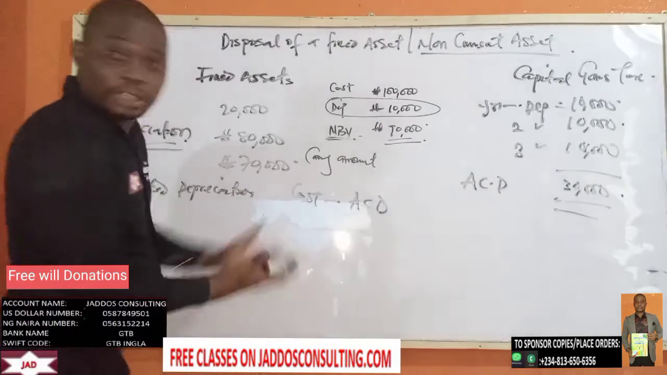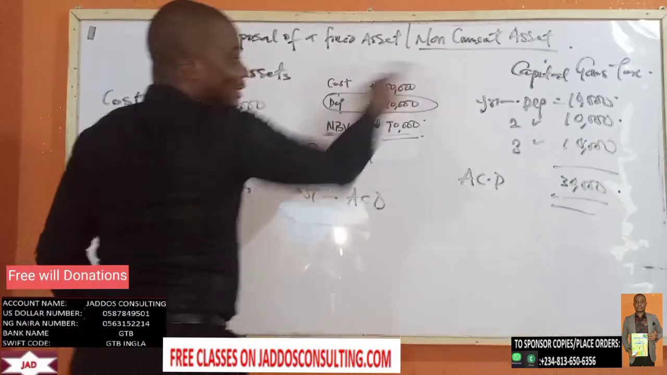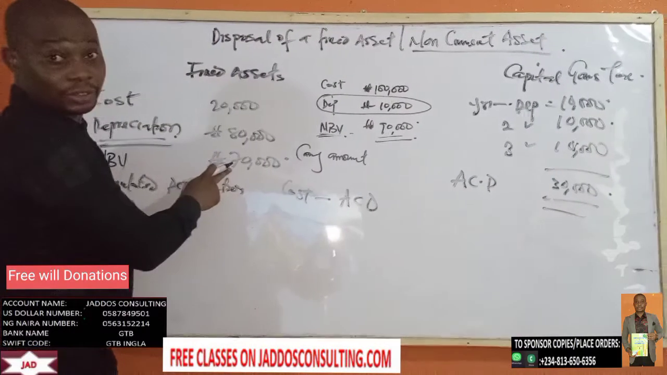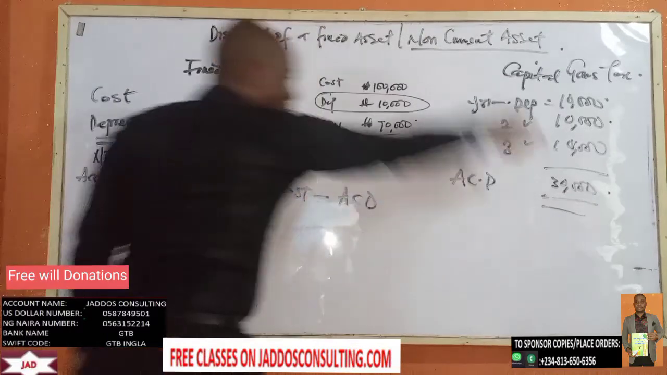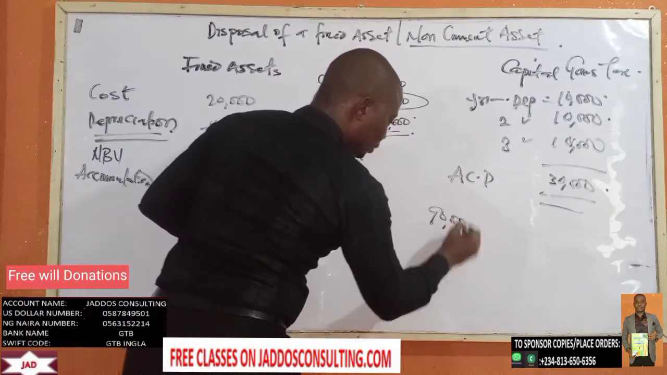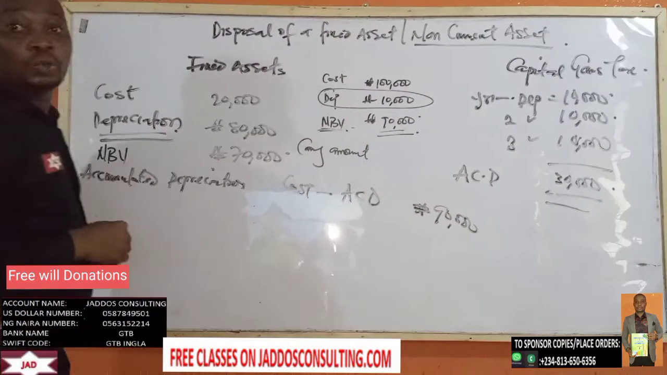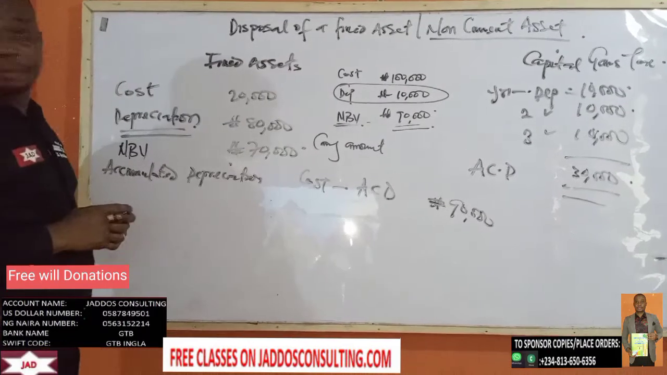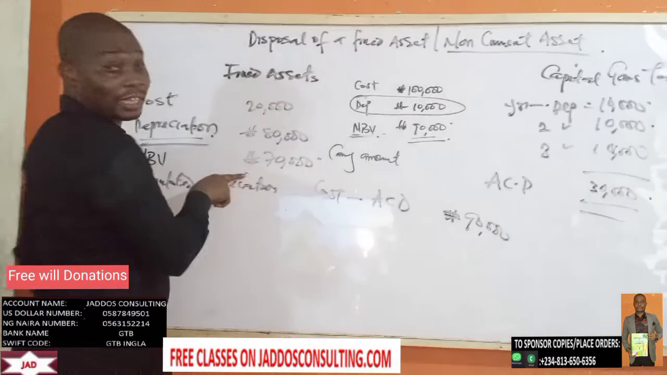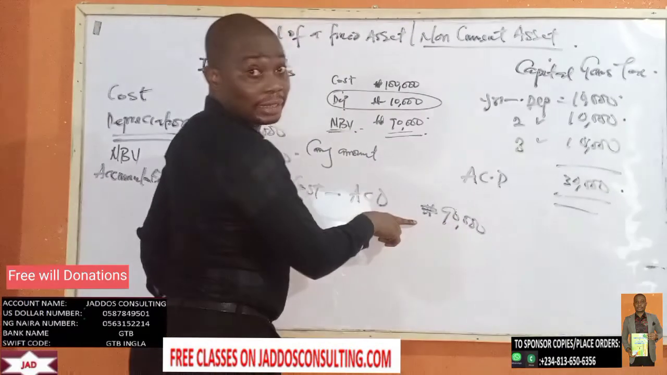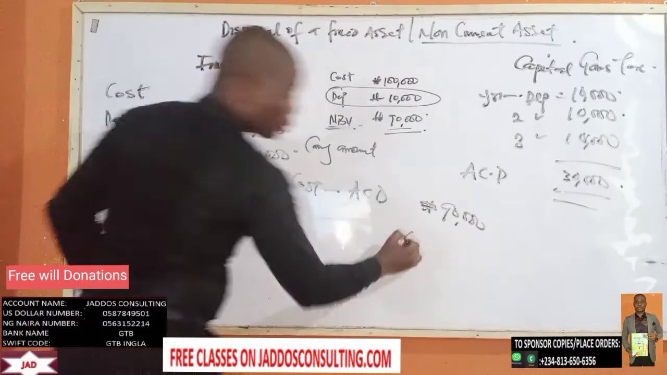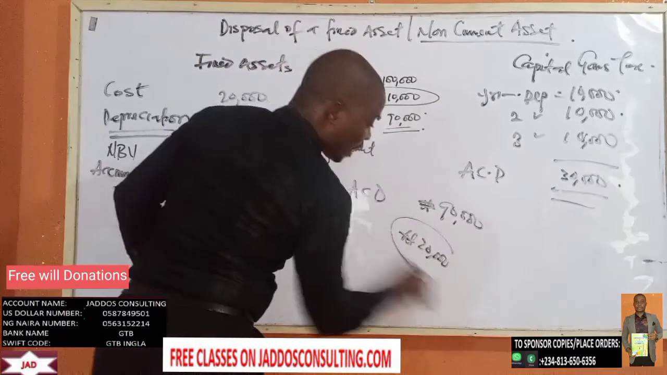Now what we're saying is, for the sake of illustration, the cost of this asset in year 1 is 100,000. At the end of year 3, the net book value is 70,000. Let's say at the end of year 3, we sold this same asset for 90,000. We have made a profit on disposal, because the net book value or the carrying amount at the end of year 3 is 70,000, but we sold it for 90,000. So there's a profit of 90 minus 70, that is 20,000.